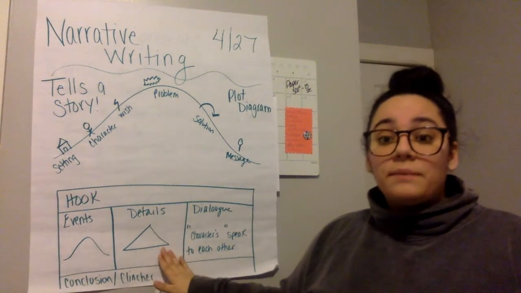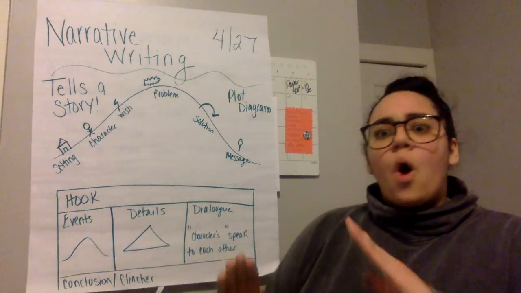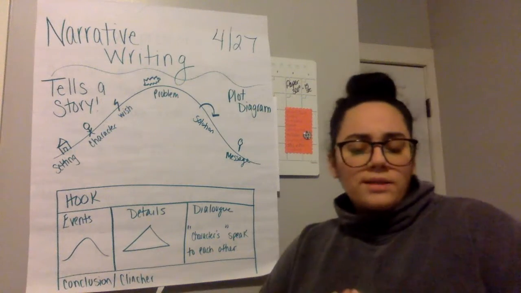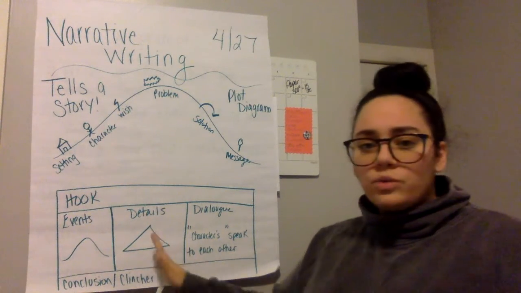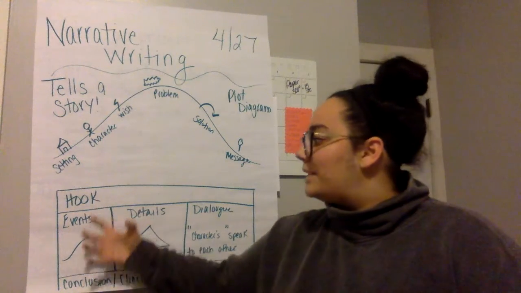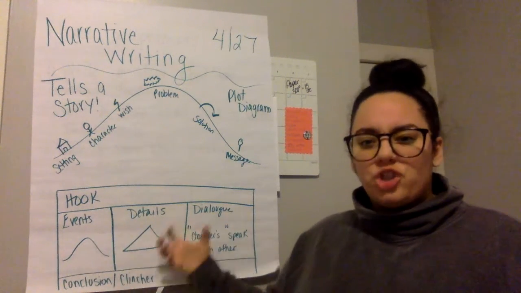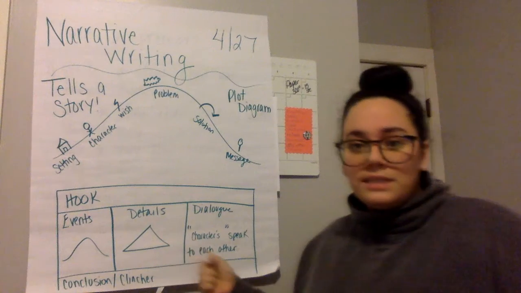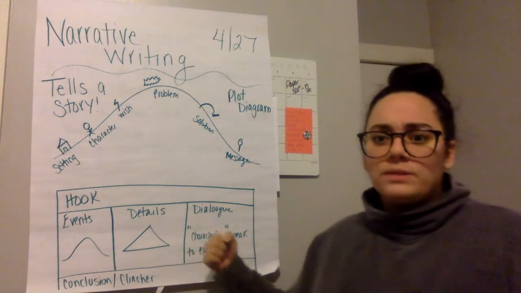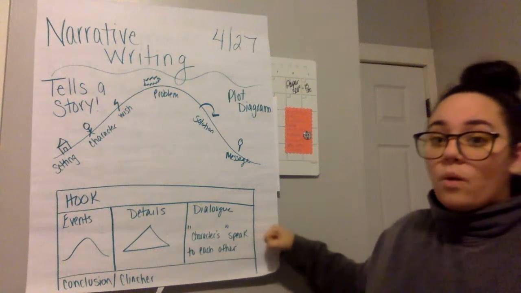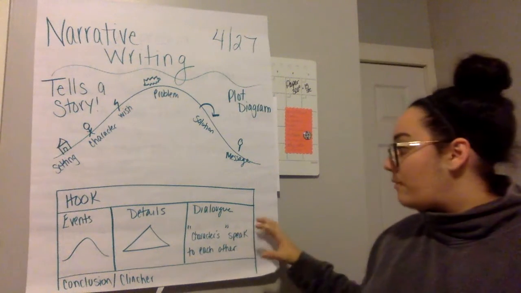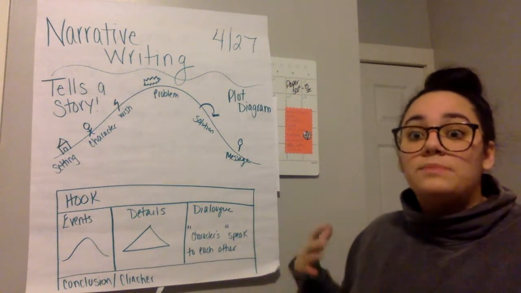Your details are going to be your expanders, like why did that happen? Where did it happen? How did it happen? Those question words that are going to give your event some juice, right? Maybe there's some sensory details. How did it smell? How did it taste? What did it look like? And then remember, you always want to round off that paragraph with some dialogue. Your characters have to speak to one another.